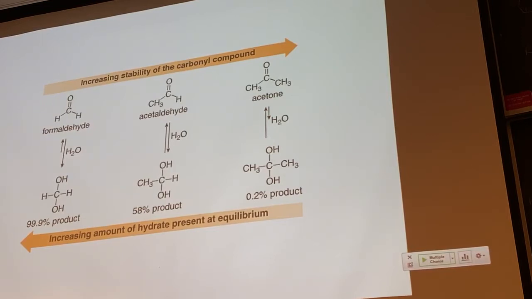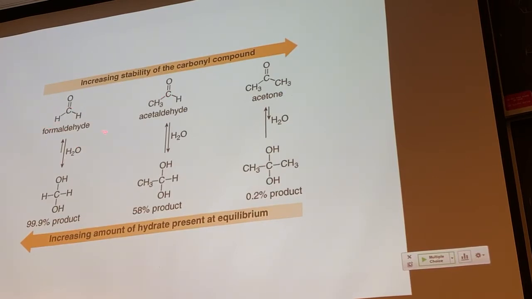Is there an electronic reason why the ketone would be favored over the hydrate with more alkyl groups? There is. Anybody want to tell us? Yes, please. That's right. We have a partial positive charge on that carbonyl carbon. Alkyl groups donate electrons to that partial positive charge on the carbonyl carbon. And so that makes the ketone more stable than the aldehyde, which in turn is more stable than formaldehyde.